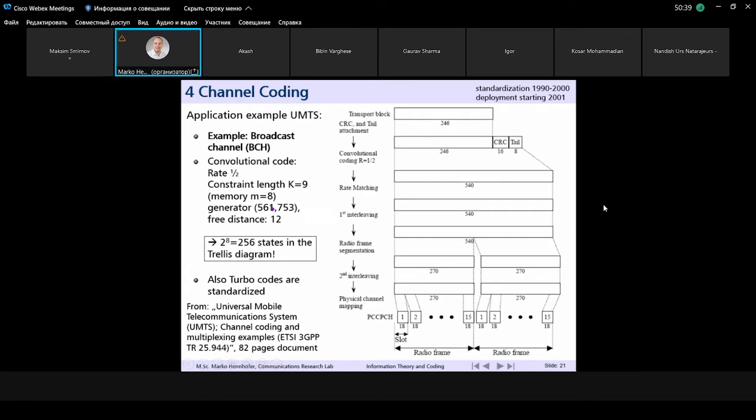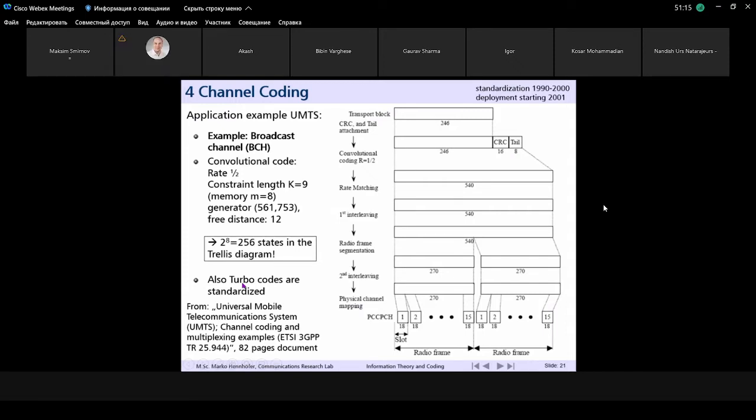This is basically a development step in terms of the codes that have been used. Also, some new codes got standardized, turbo codes. We will get to know them today. They are basically also just like a concatenation of convolutional codes, so these ones were also based on convolutional codes. Yeah, roughly speaking, not a lot of new things happening.